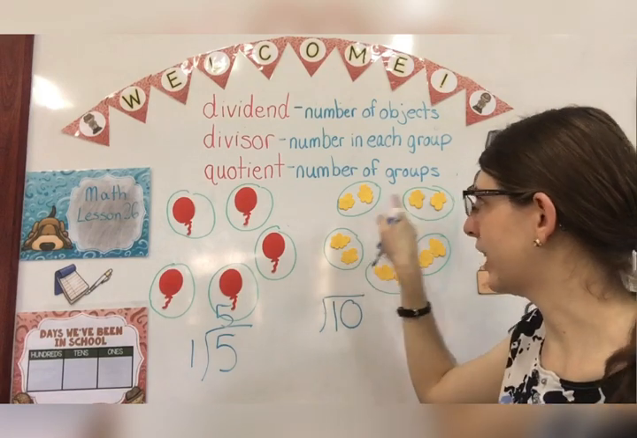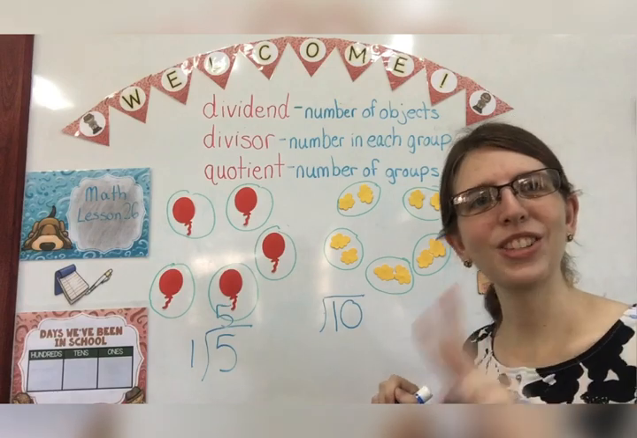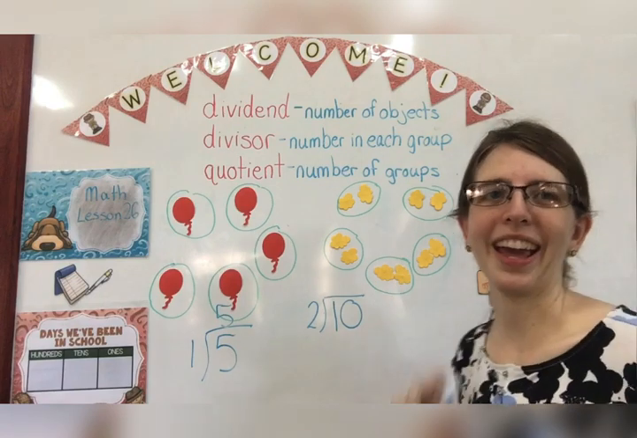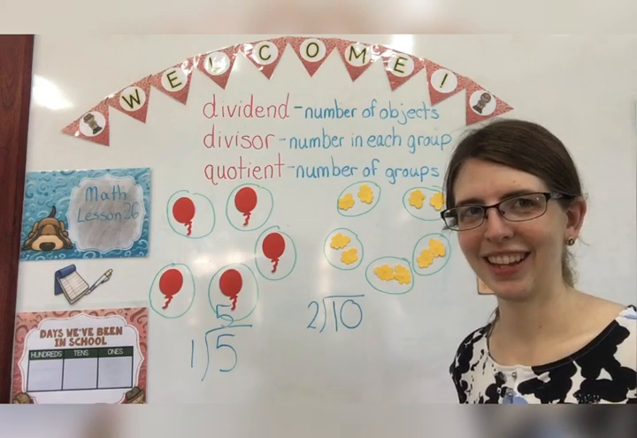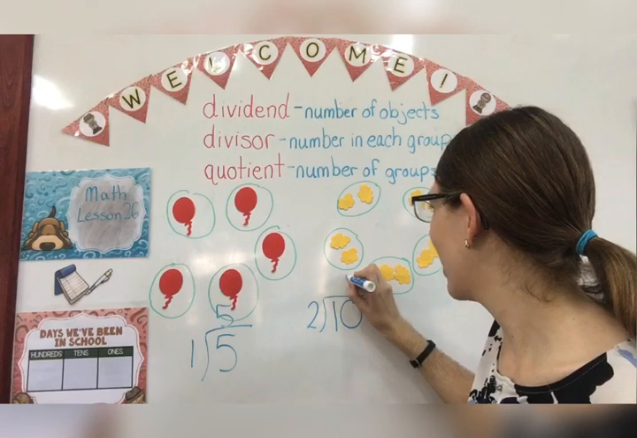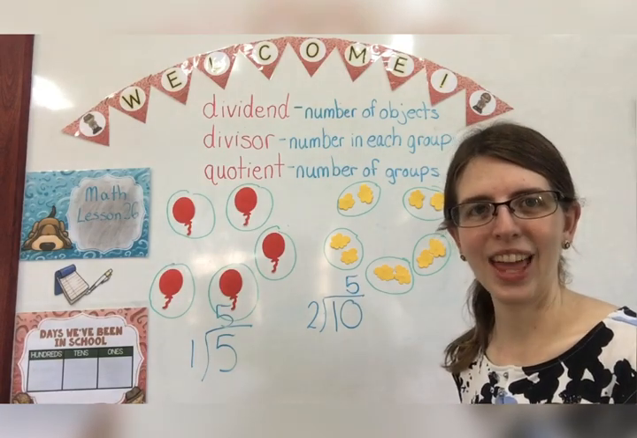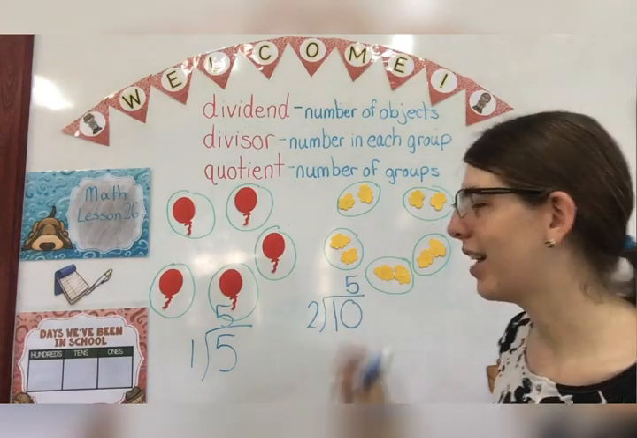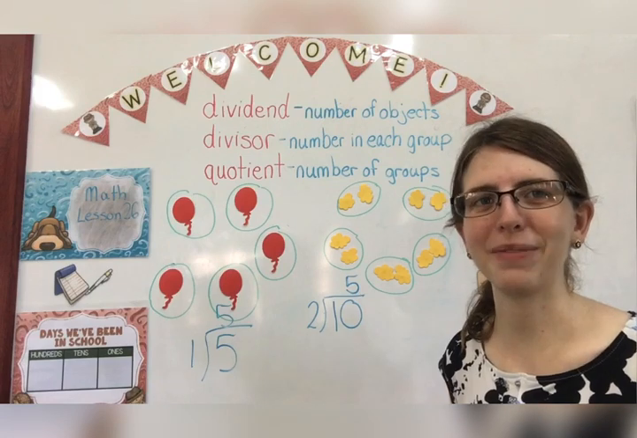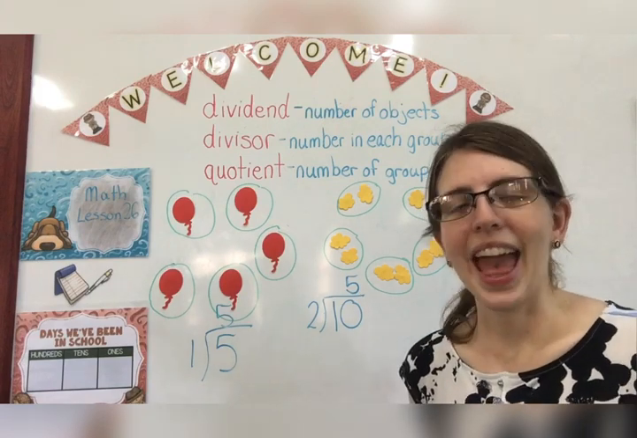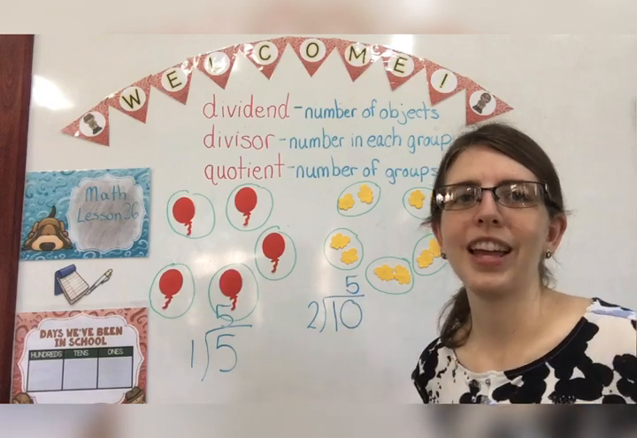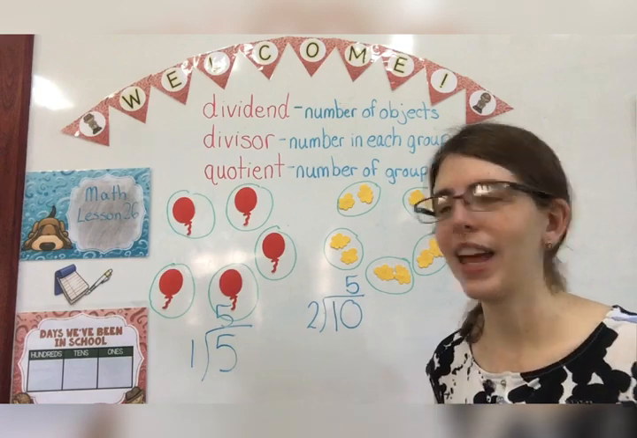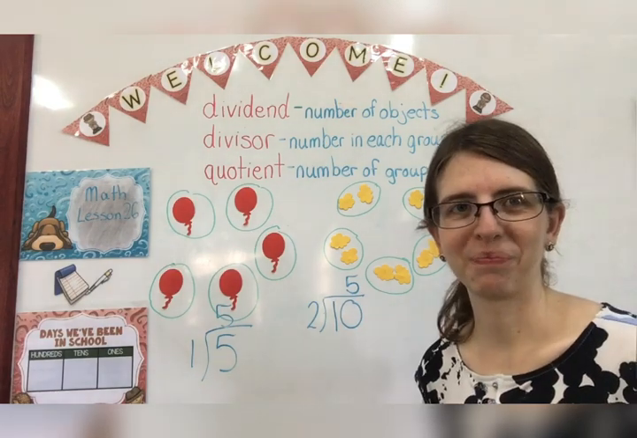How many are in each group? 2, that's right. So how many groups do I have? Cassandra? That's right. You have 5 groups of palomitas. So 10 divided by 2 is 5. 5 groups of 2. Now here's another little secret. Anytime you divide something by 2, you are taking the mitad, okay? So anytime you divide something into groups of 2, it's the mitad of that number, okay?